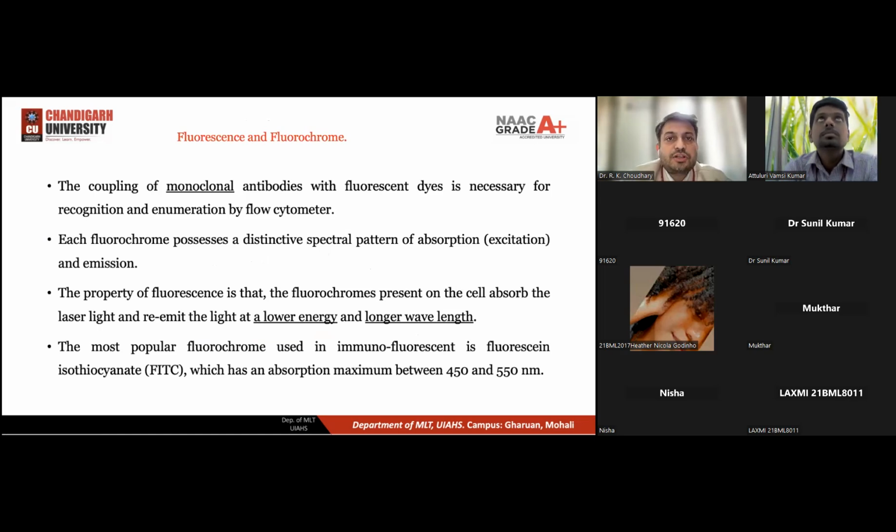The next, the fluorescence and fluorochrome that we already discussed, because this is important. This is the reason we are doing the phenotyping. The coupling of monoclonal antibodies with the fluorescence dye is necessary for the recognition and enumeration by the flow cytometer. So we need antibodies. Monoclonal means single. You know monoclonal and polyclonal, I think everyone does. Why do we use monoclonal here, not polyclonal? Because we need the single, specific. That's why we are using monoclonal.